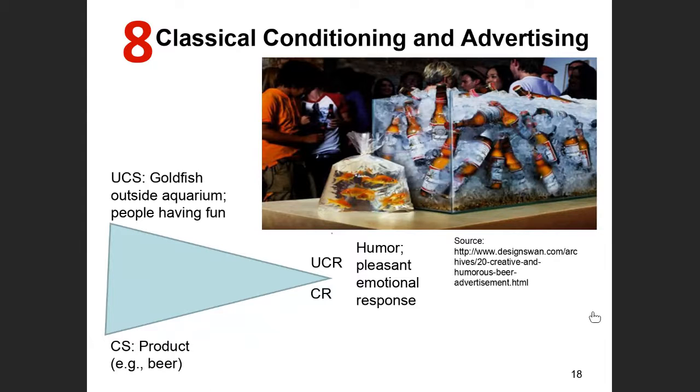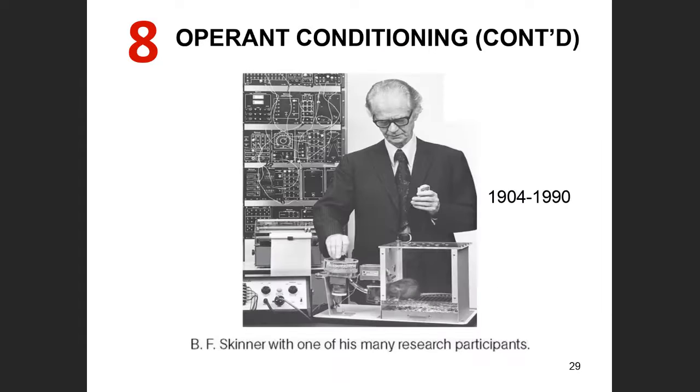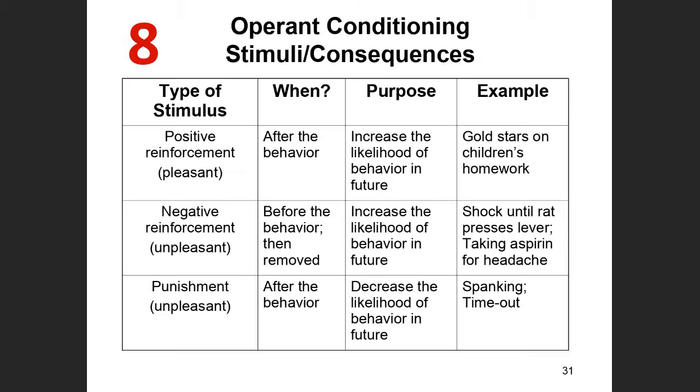All right, so that's classical. Now let's move to operant conditioning, and B.F. Skinner is the big theorist there. Here's B.F. Skinner with one of his rats in his Skinner box. And here is a table that I came up with to help you distinguish the elements, the stimuli, and the consequences in operant conditioning.